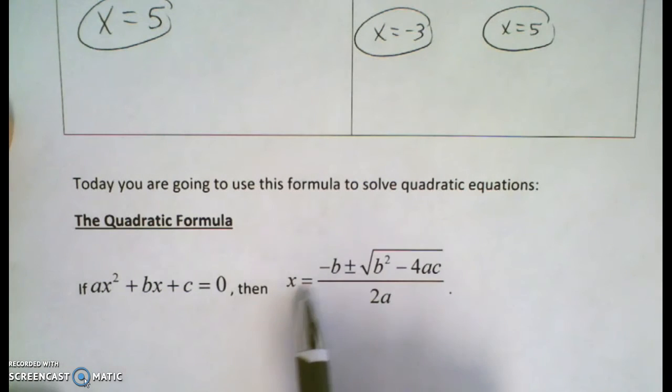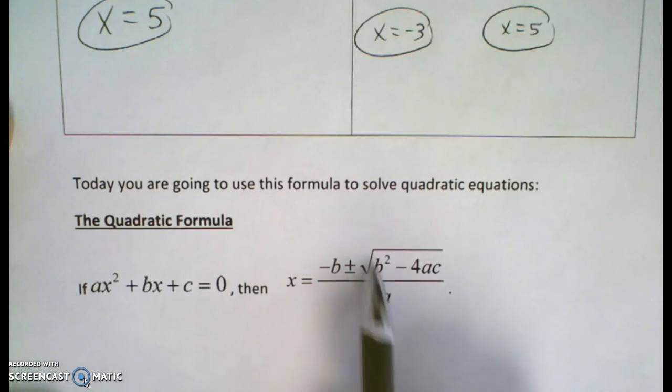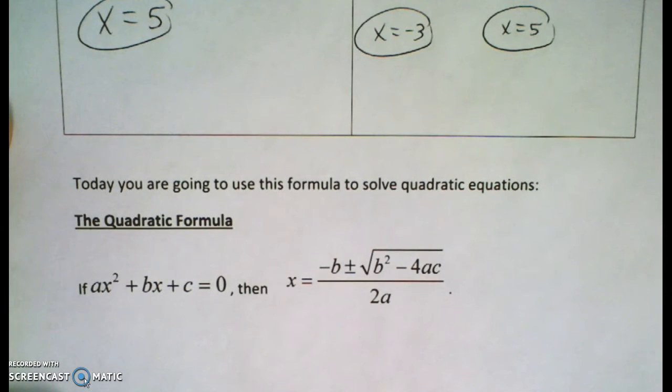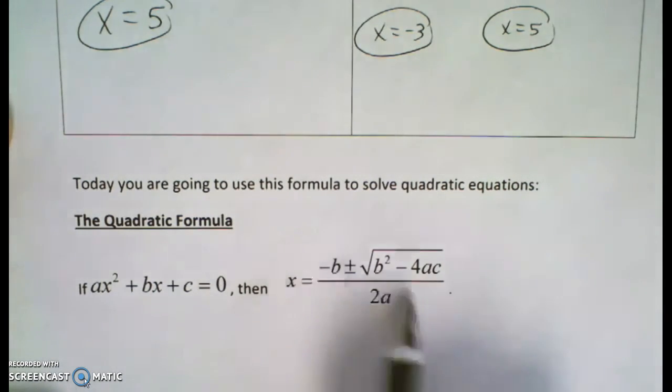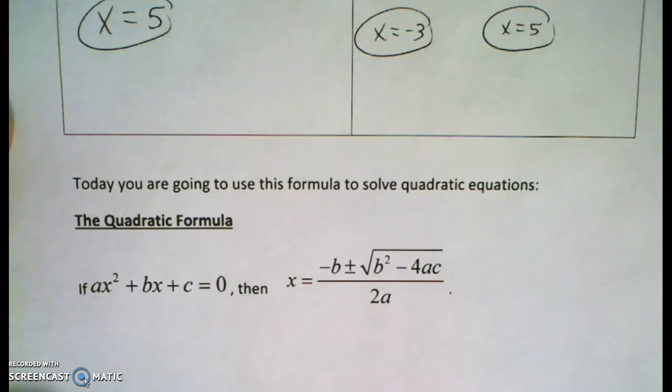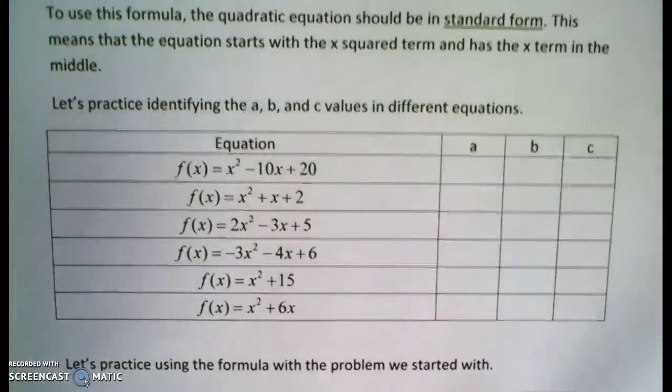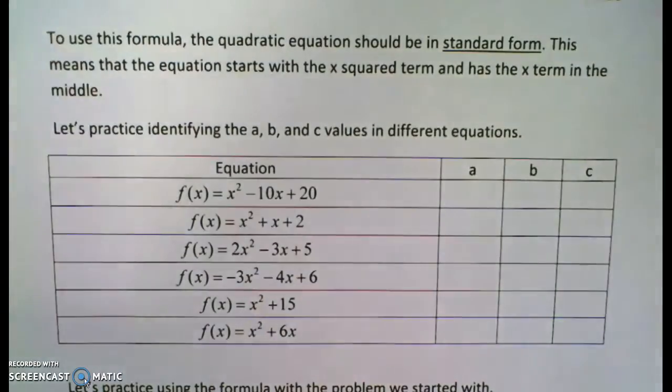So you have the opposite of b plus or minus the square root of b squared minus 4ac, divided by 2 times a. It seems like a lot, but really all we're doing is plugging in numbers and solving, so it's just testing your substitution skills. So the first thing we need to work on the next page is just practicing identifying the a, b, and c values, which we kind of worked on already in a previous lesson.